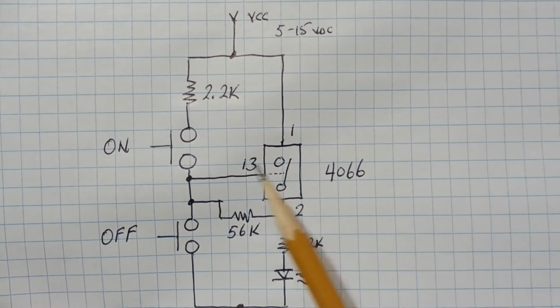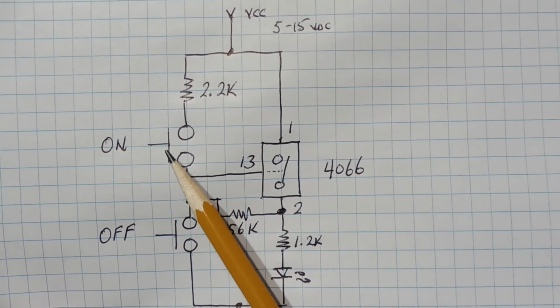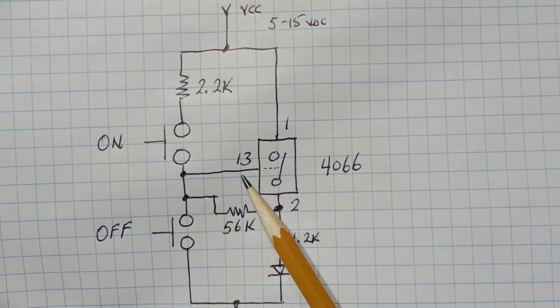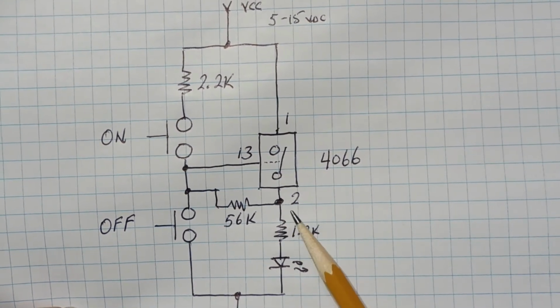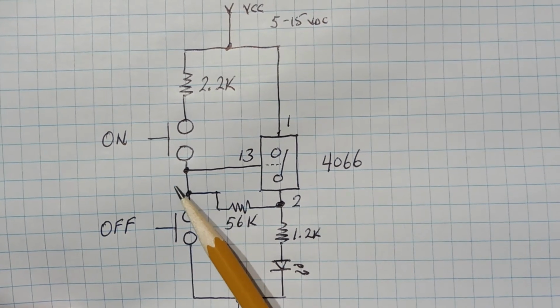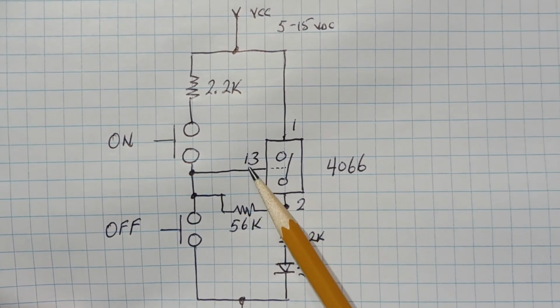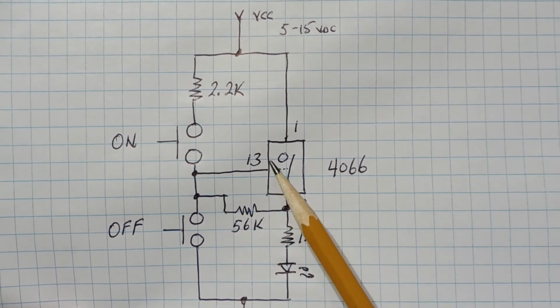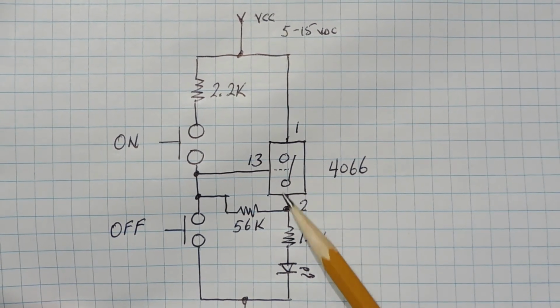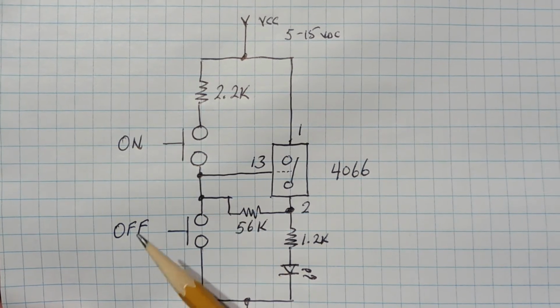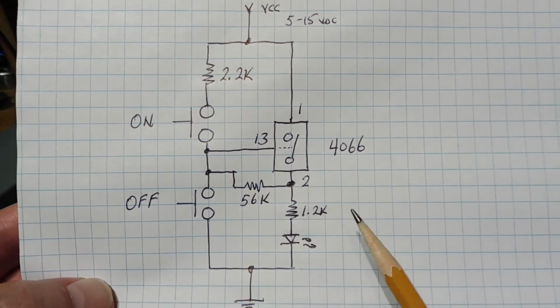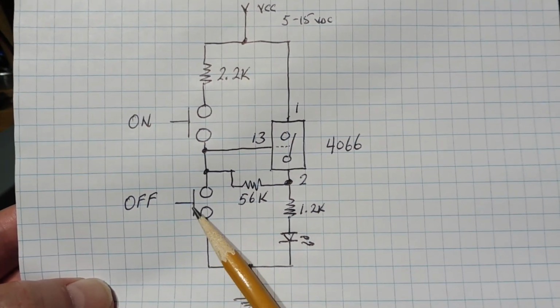Now when we push the on push button momentarily, we'll have a voltage feed in the control pin 13. We'll turn on the switch, which will turn on the LED, and at the same time we'll feed a voltage back to itself to pin 13, and it'll latch itself on. So the 4066 will actually latch itself on and keep the LED on, even though the on push button switch is open.